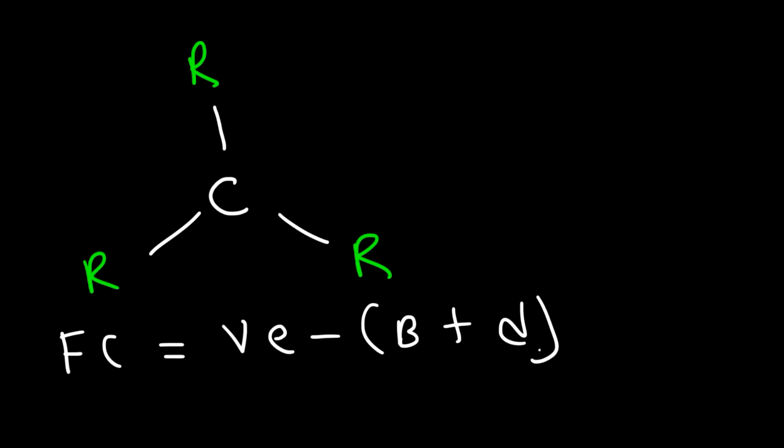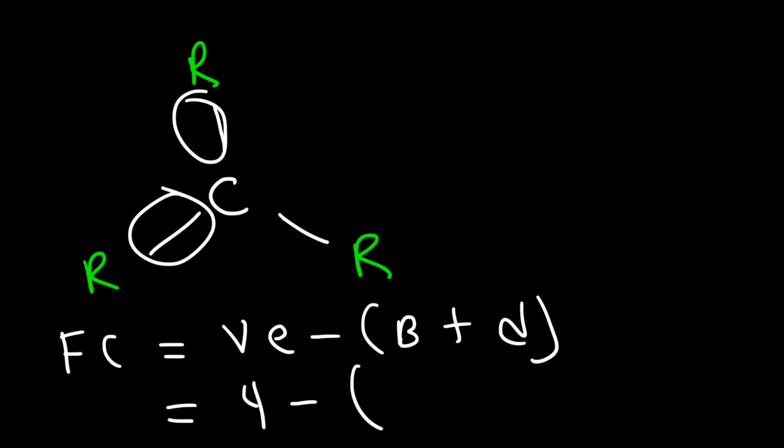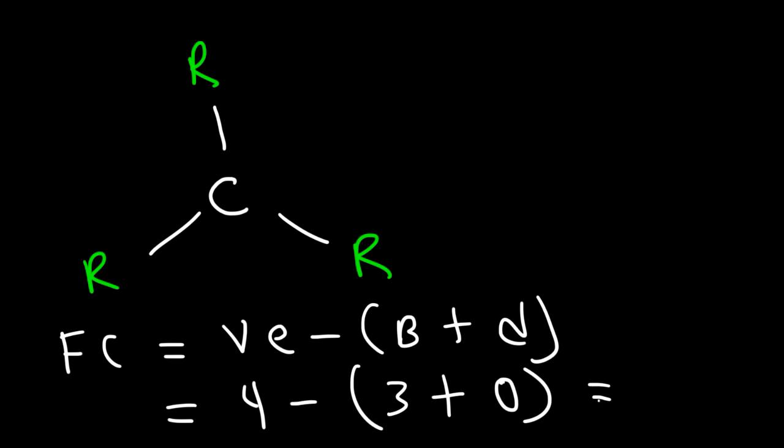So how many valence electrons does a free carbon atom have? Carbon is located in group 4A of the periodic table, and so it's going to have 4 valence electrons. In this structure, we can see that carbon has a total of 3 bonds, and it doesn't have any lone pairs, so 0 dots. 4 minus 3 is 1, therefore this carbon atom has a positive charge. Anytime you see a carbon atom with a positive charge, it's known as a carbocation.